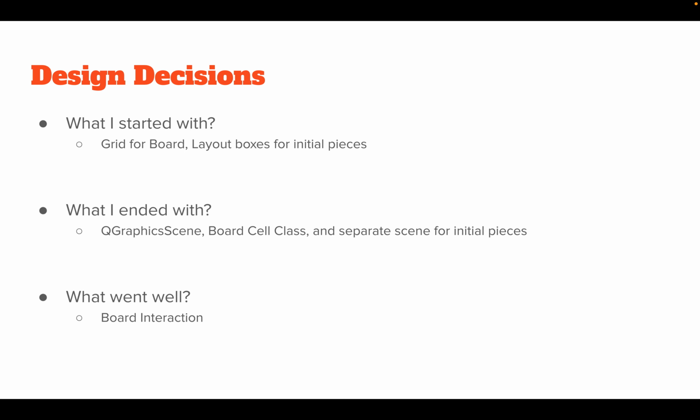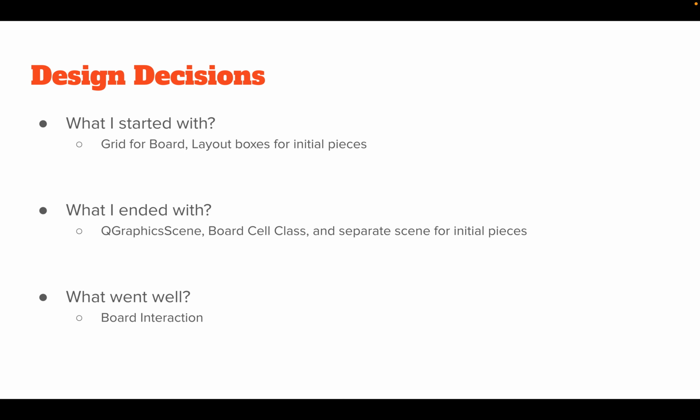But I ended up using QGraphicsScenes and creating a board cell class and adding a separate scene for the initial pieces. The reason why I did it is I realized that this game is different from the Snakes and Ladders game, because the majority of the interaction in Homework 4 happens with rolling the dice. You don't really need to click on any part of the board to make it do anything, and so using a grid would make sense in that case.